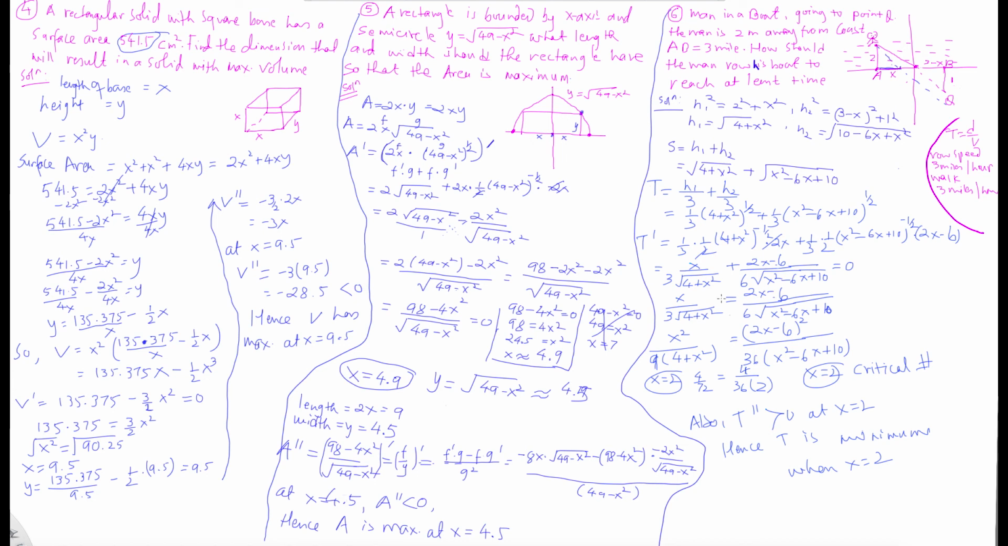So x equals 2 means what? If he goes 2 units away from A, walks like that, and then walks directly to that point Q, that will be the shortest time. That's what it means, okay? So x equals 2 is the right answer.